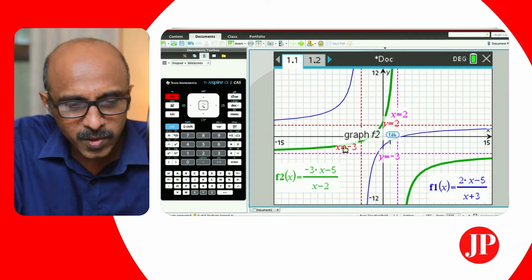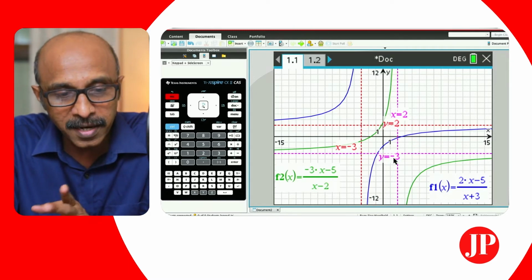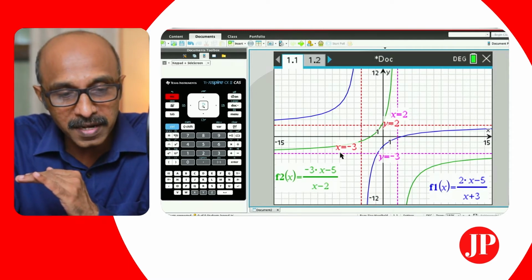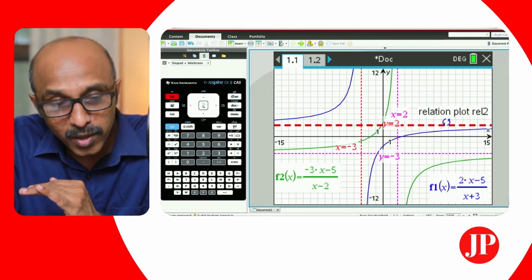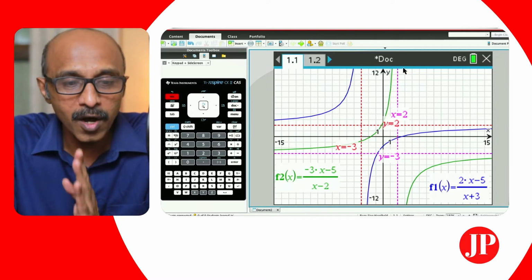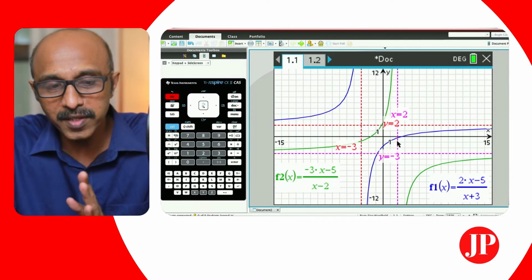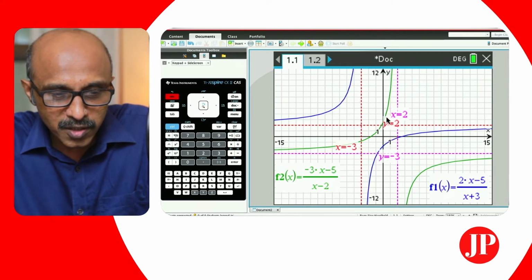We had x equals negative 3 as the vertical asymptote of the original function, and now we have y equals negative 3, the horizontal asymptote of the inverse function. We had y equals 2 as the horizontal asymptote of the original function, and now we have x equals 2 becoming the vertical asymptote of the inverse function. Let me just close the original function so that you can see that better.